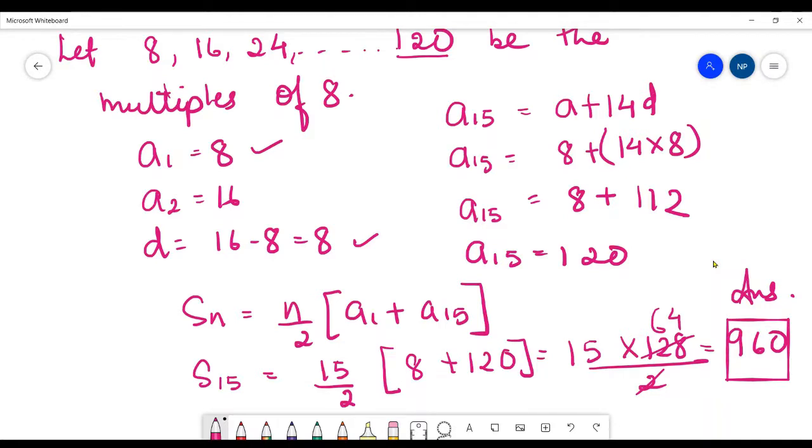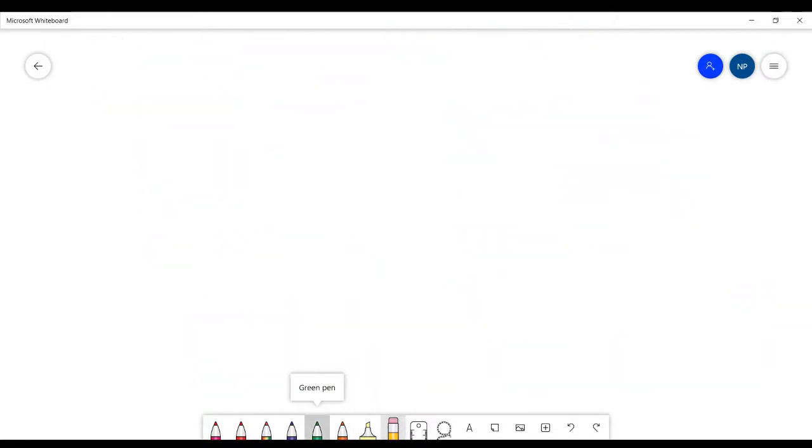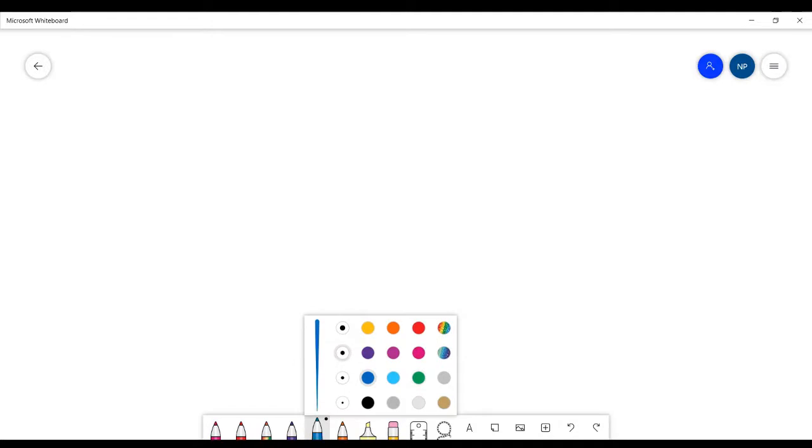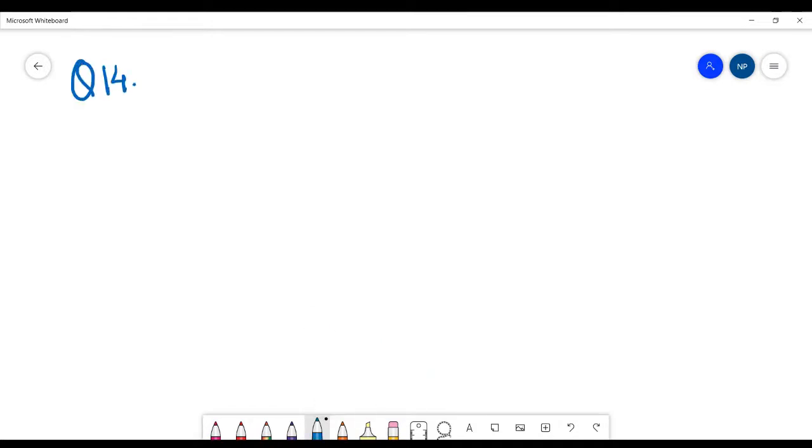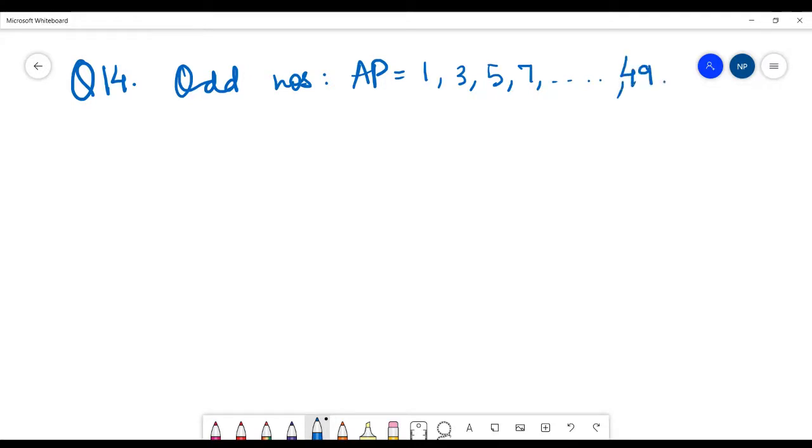Now the last question, number 14. Copy down this much. Last question number 14. Find the sum of the odd numbers between 0 and 50. This should be easy. Odd numbers, the AP will be how much? For the odd numbers, it will be 1, 3, 5, 7 up till 50. But 50 is not an odd number. So we will take 49. Till 49 is our AP.